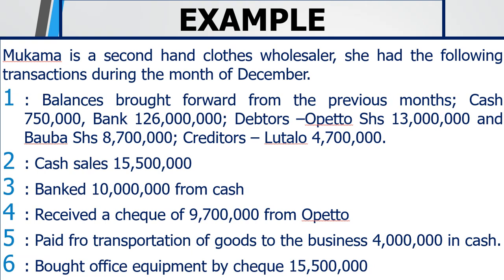On the second, they had cash sales at 15 millions 500,000. Then on the third, they banked cash 10 millions. Here we shall see, if they bank cash, they had cash at hand and they take it to the bank. In the cash book, that is the contra entry. We shall see how that one is dealt with. Then on the fourth, they received a check of 9.7 million from Feto. Automatically, that one means that the bank column of the cash book must be debited.